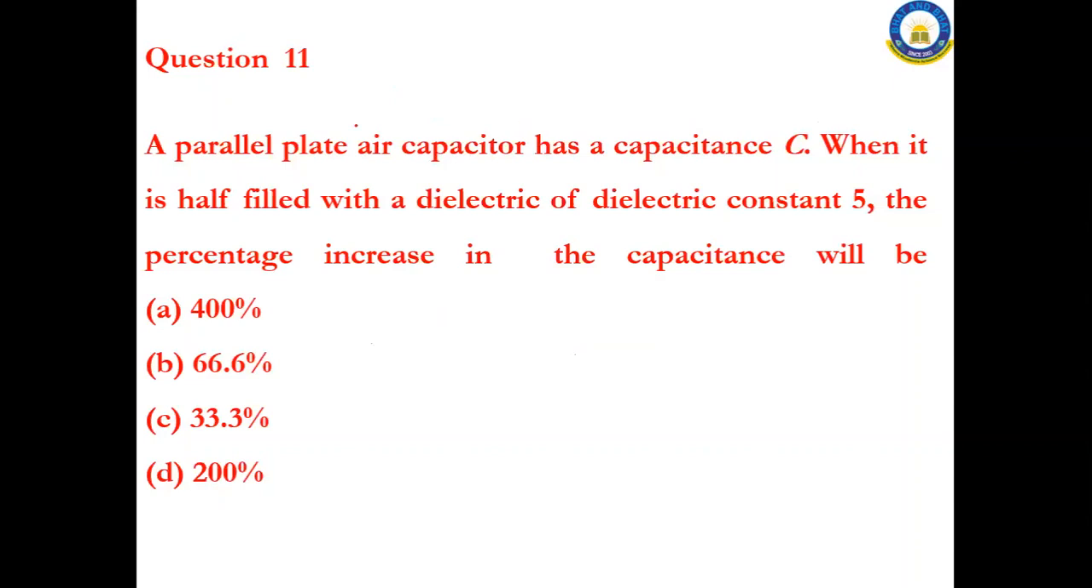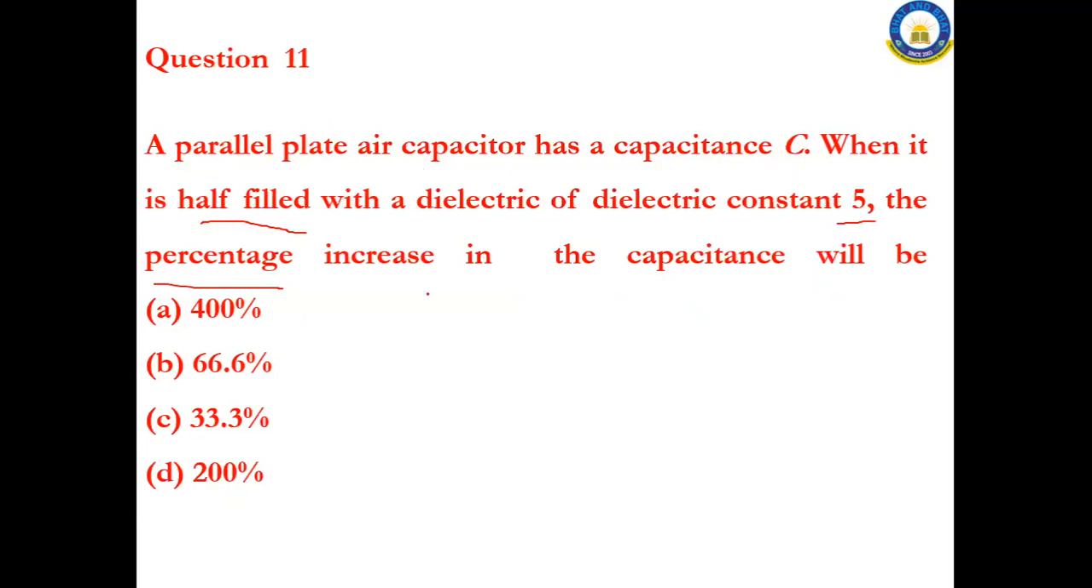See, students, read the question. A parallel plate air capacitor has a capacitance C. When it is half filled with a dielectric of dielectric constant phi, the percentage increase in the capacitance. So percentage increase we have to calculate.